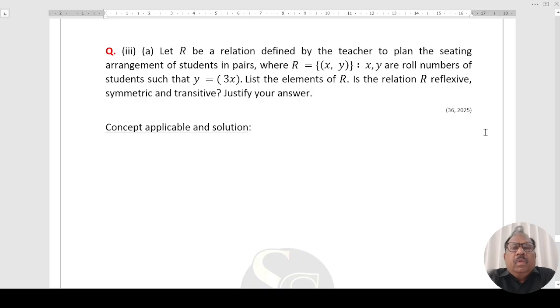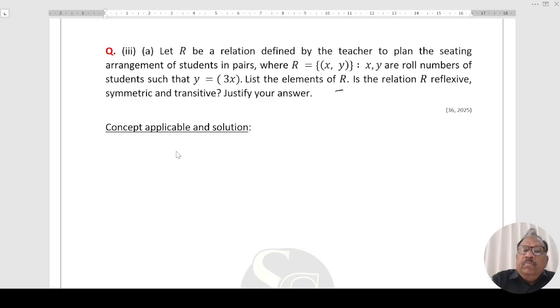Question is, let R be a relation defined by the teacher to plan the seating arrangement of students in pairs, where (x, y) are roll numbers of such students such that y equals 3x. List the elements of R. Is the relation R reflexive, symmetric, transitive? Justify your answer.